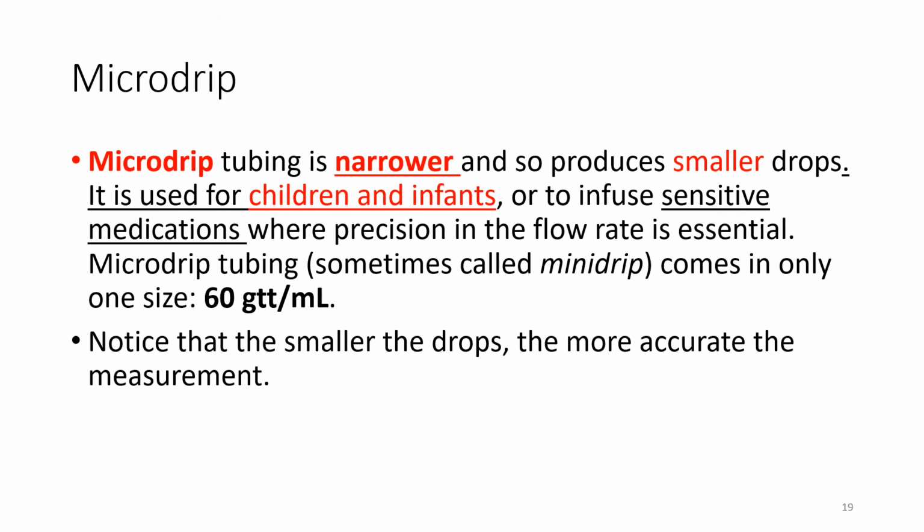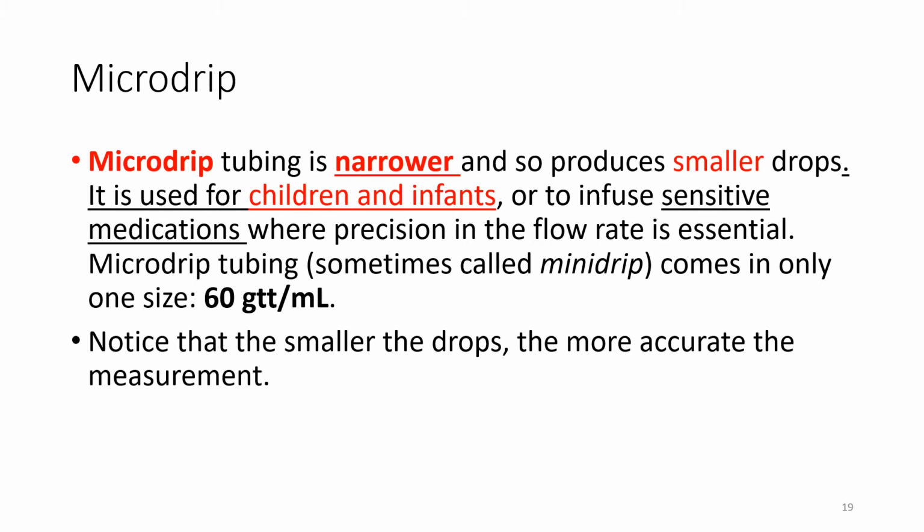So on to micro drip. Just reiterating the fact that the micro drip is just that. It is narrower than the macro drip, so it produces a smaller drop. So this is the tubing that we specifically want to use for children, infants, and those sensitive medications so that we're a little more precise in our dosing rather than those larger tubings, the macro drips.